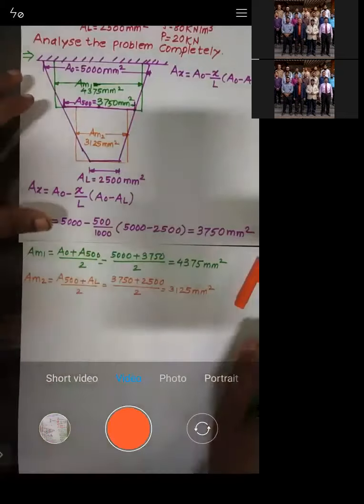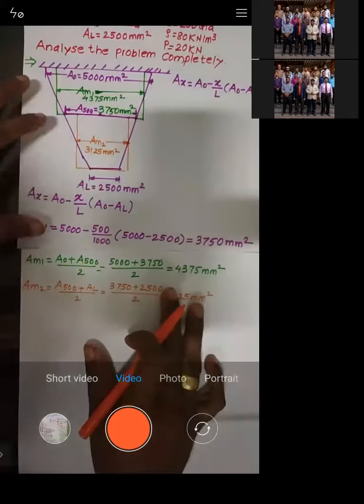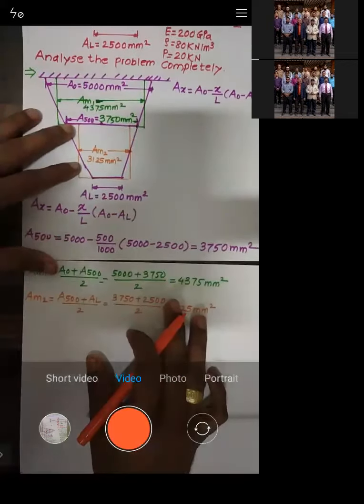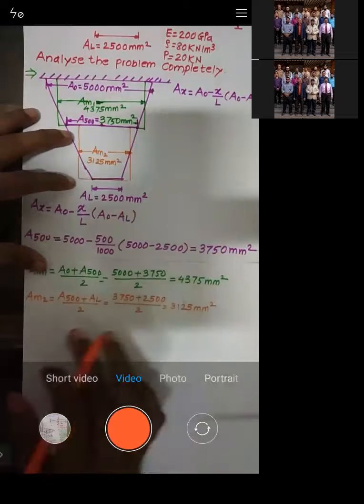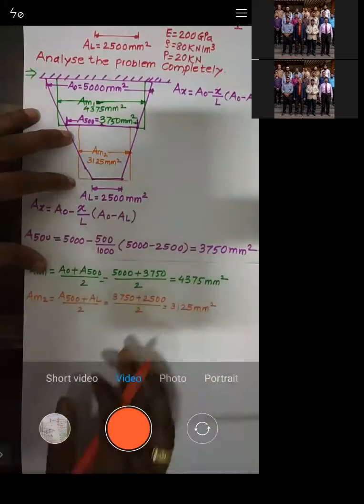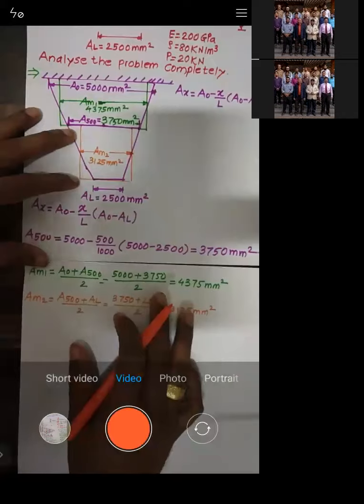With these areas, we can solve the problem, right? So it is enough with the area. So you now have the element matrix equation, AE by L, 1 minus 1 minus 1, 1. In that manner, you can do. That is not a problem, right?